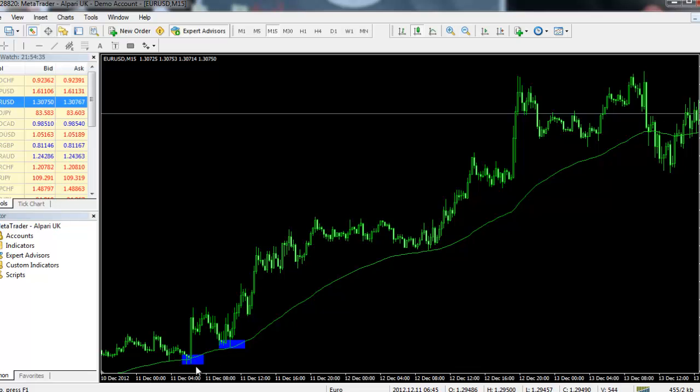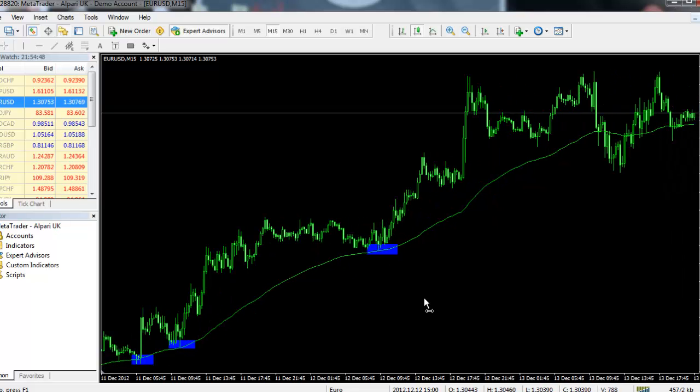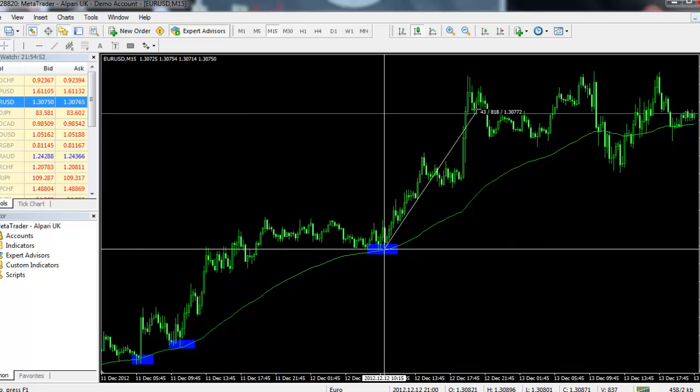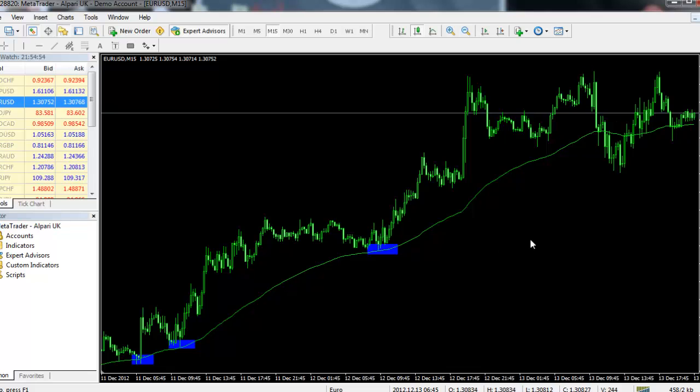Moving on from the 11th of December, we had 2 touches here on the day and then no touches until the next day. On the 12th of December we had another touch here, so one more trade. If you rode this trade, you would have gathered quite a substantial amount of pips. There weren't any more trades, so you do get the odd day where you do not have a trade.